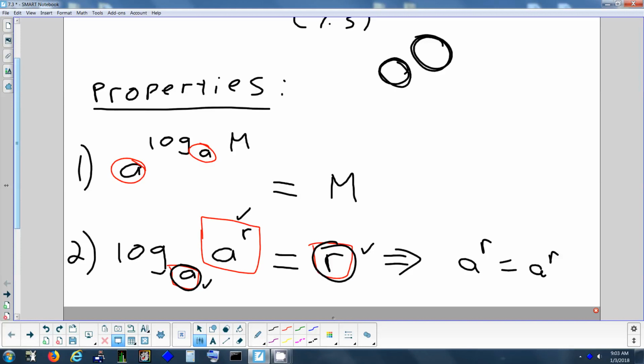So if I change that to exponential form, I get a to the r equals a to the r. Is that true? Yeah. That's just saying that something always equals itself. Of course. That's the reflexive property from geometry. You probably didn't see it written as a log rule in geometry, but that's basically what it's saying, that something is always equal to itself. That's why you can cross this out and get the answer that you do.